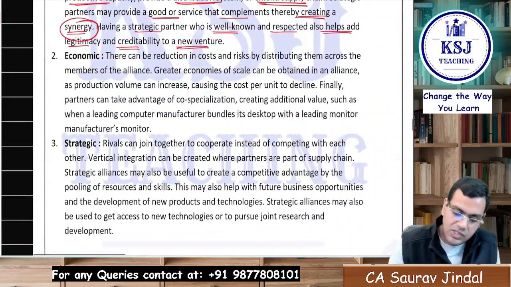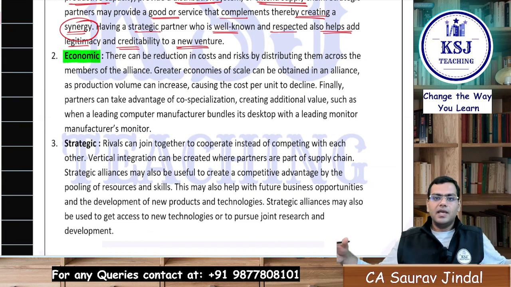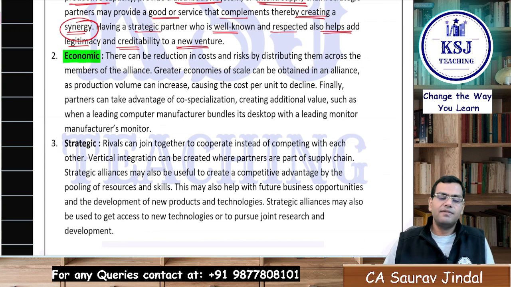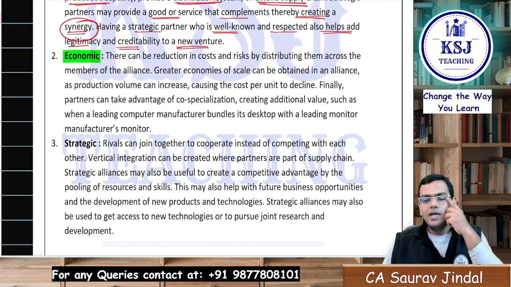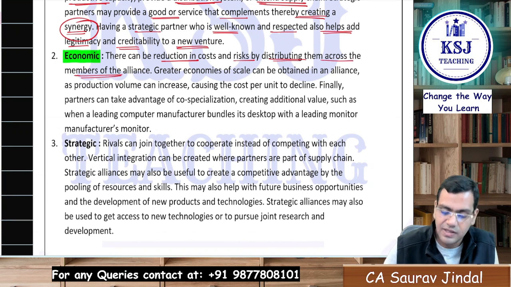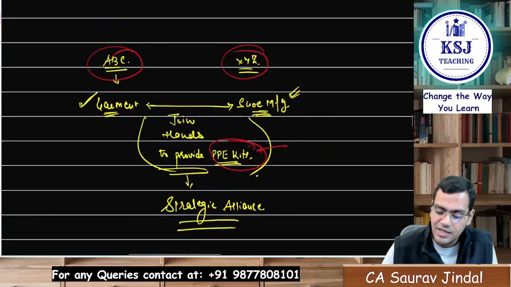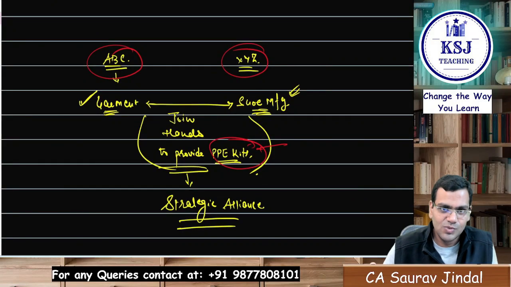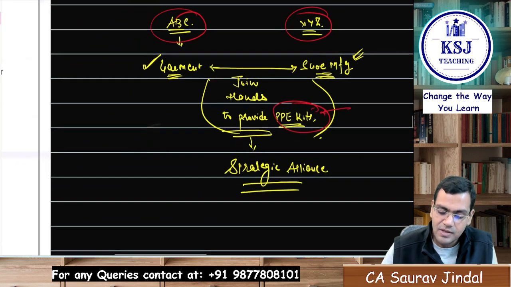Okay. Next is economic benefits. Economic benefits means the cost which is to be incurred on the making gets shared between the partners, right? The resources get shared between the partners. The technology know-how gets shared between the partners. So it is quite economical to make. There can be a reduction in cost and risk by distributing them across the members of the alliance. So if the PPE kit fails, the risk will be distributed between ABC and XYZ, right? Both will suffer some losses, and if there are gains, both will have the gains, right? The cost will get shared.